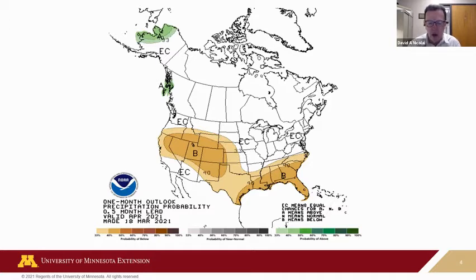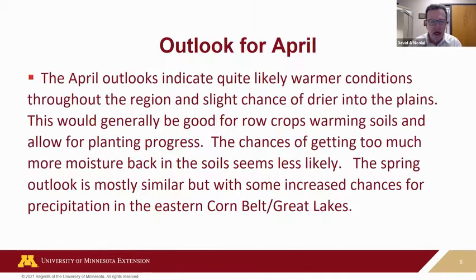We're looking at the below opportunities primarily for the Western US and for the Southeastern part of the United States. If we sum it up, the outlook for the month of April indicates likely warmer conditions throughout the region, and a slight chance of drier conditions into the plains, that generally would be good for row crops, warming the soils and allowing for planting progress.